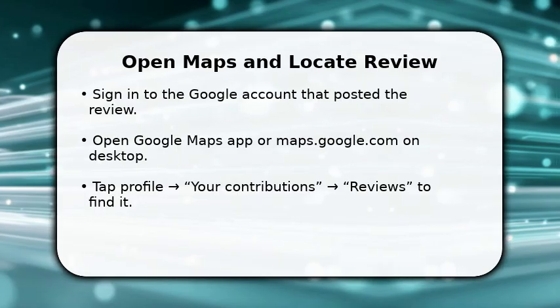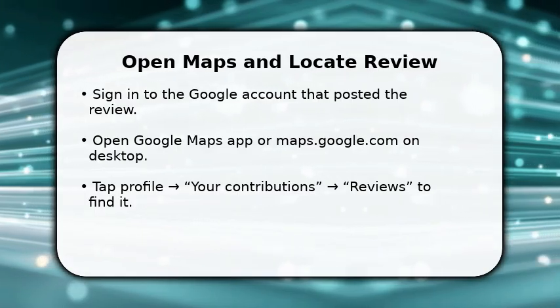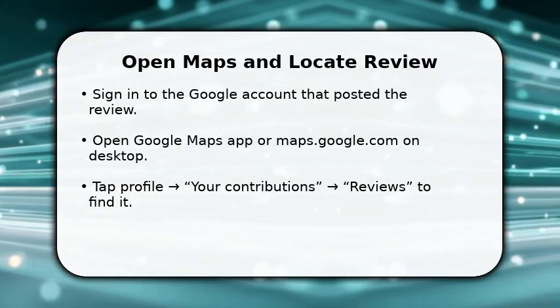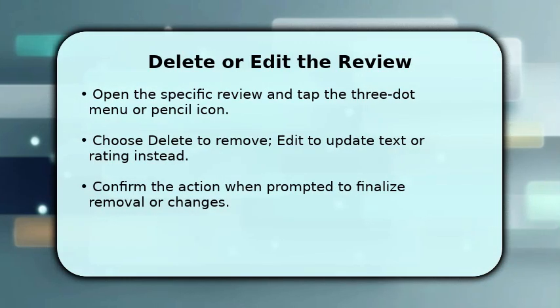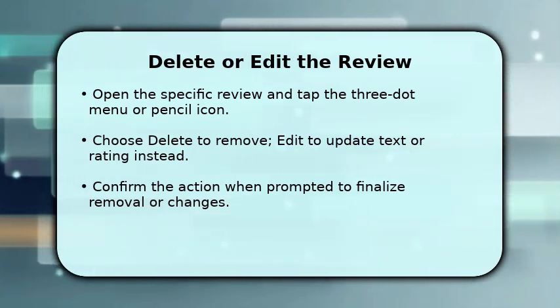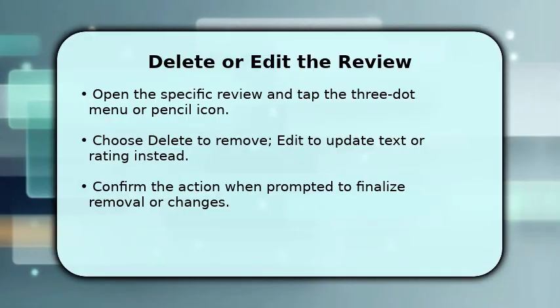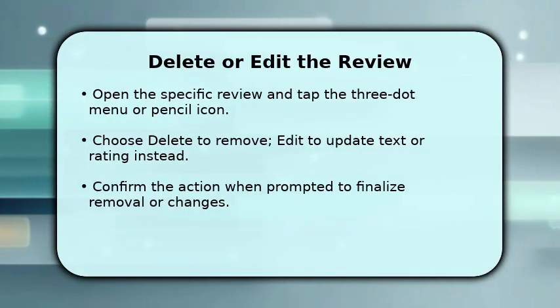Don't skip this. Locating the exact review first saves time. Once you see the review in the list, you're ready to open its menu for the next actions. Now you open the specific review and tap the three-dot menu on desktop or the pencil/trash icon on mobile. Choose Delete if you want it gone, or Edit if you prefer to change the text or star rating.